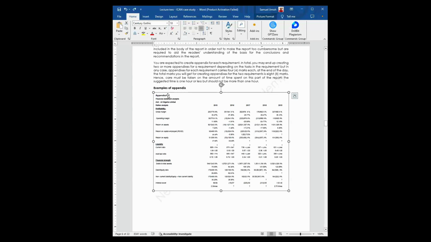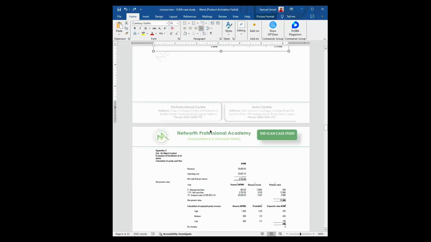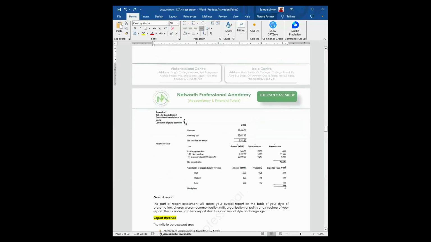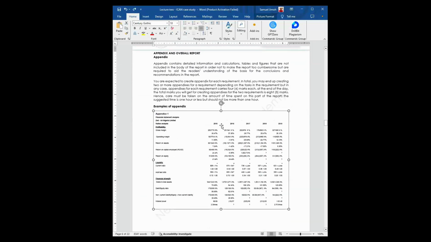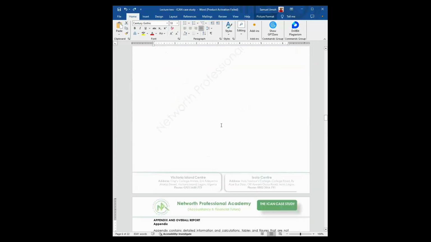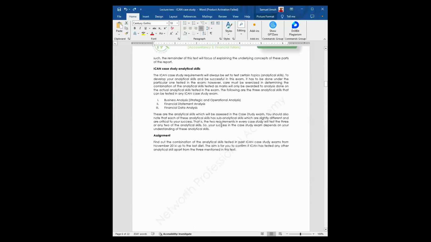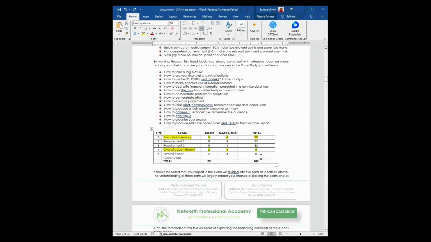So this is appendix 1 for requirement 1, and this is 4 marks. Now this is appendix 2 for requirement 2, and it is 4 marks. And usually the appendix is meant to be put at the last page of your report. The two appendices that you will create in the report will be 4 marks each. And that is how you can get these 8 marks under the appendices.